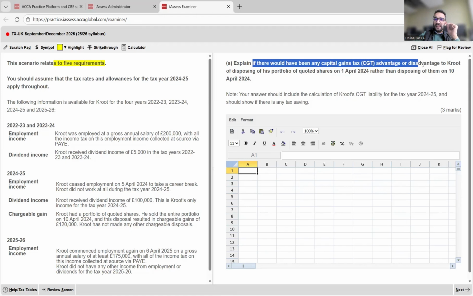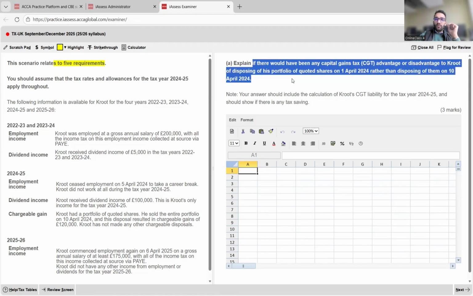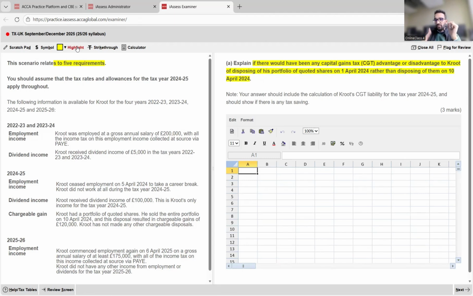explaining whether there would be any capital gain tax advantage or disadvantage to Crude of disposing of his portfolio of quoted shares on 1st April 2024 rather than disposing of them on 10 April 2024. This is very important, right? Just give me 1 second. I'll be coming.